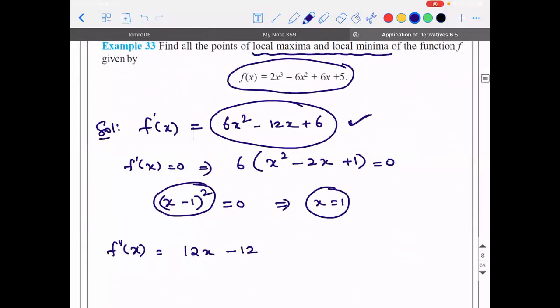f double dash of x is 12x minus 12. So f double dash of 1 will be how much? 0. This test again failed. So what are we supposed to do? Go to the first derivative test.